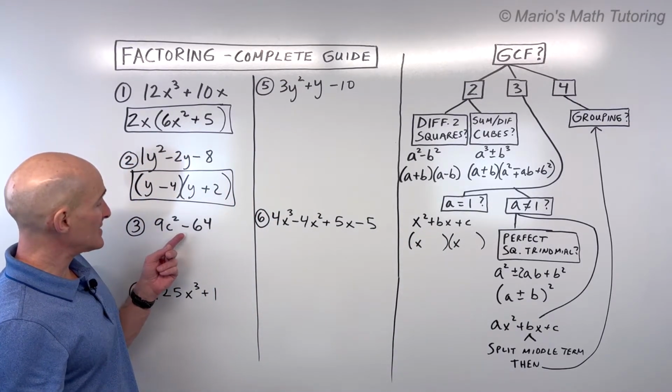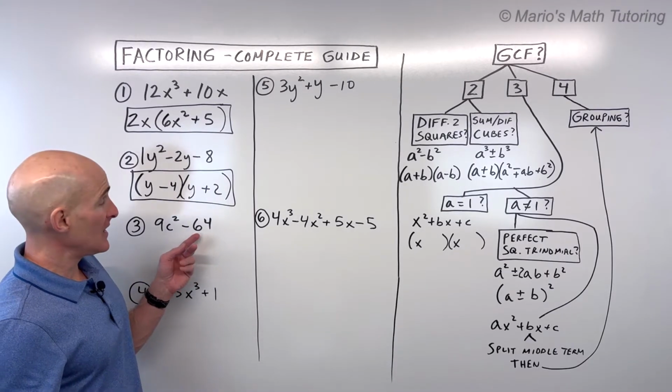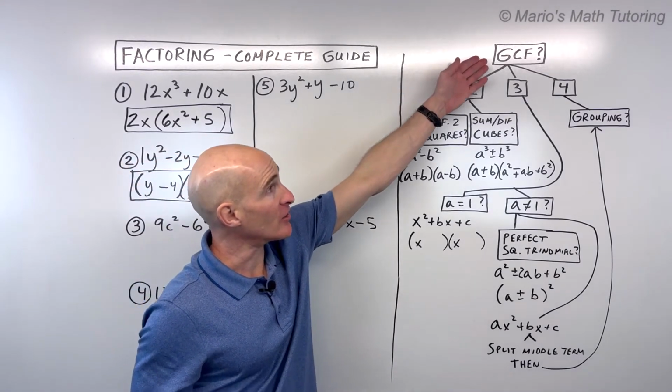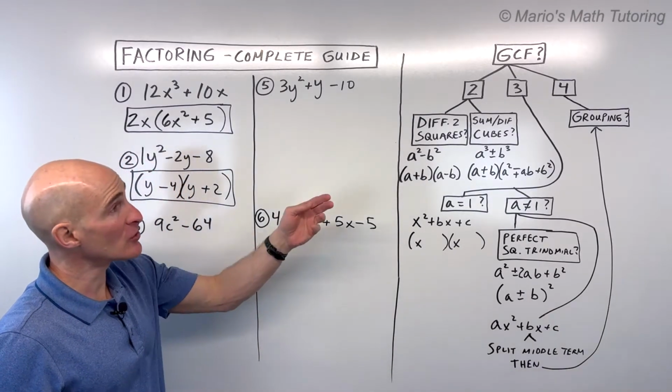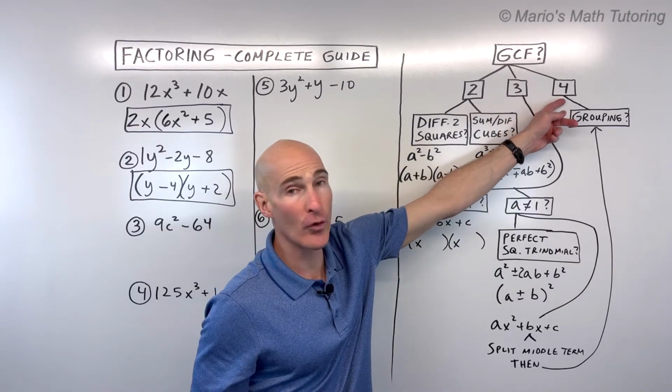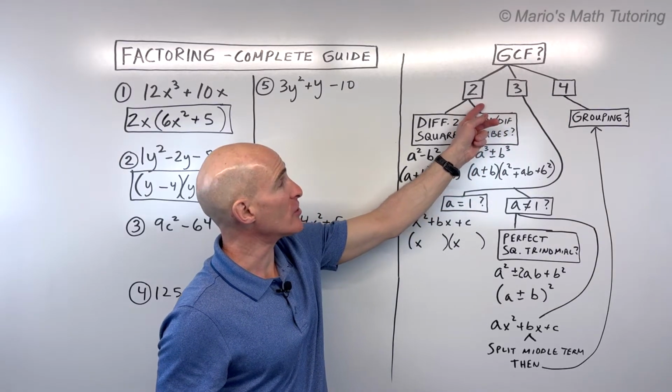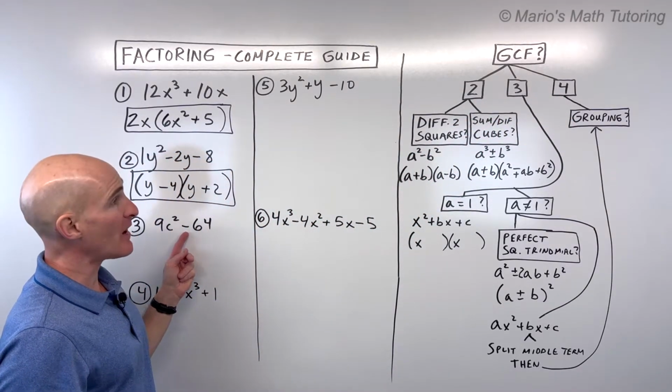Okay, let's look at number 3 now. Number 3, we've got 9c squared minus 64. Is there a greatest common factor? Well, it doesn't look like there's anything I can divide out of both of these. So how many terms are there? Are there 2, 3, or 4? Well, there's 2 terms. Okay, they're separated by this minus sign.